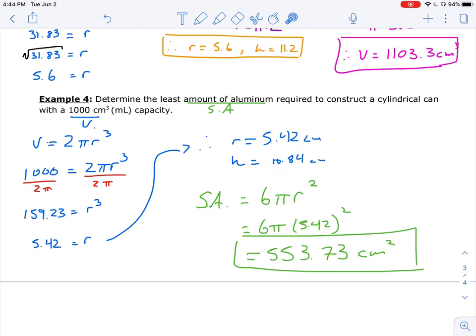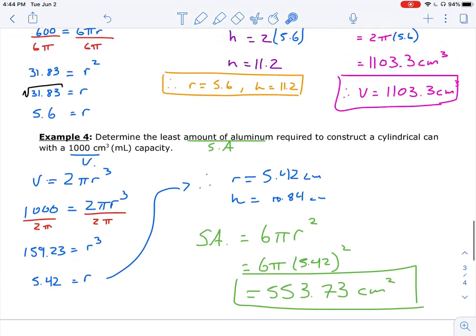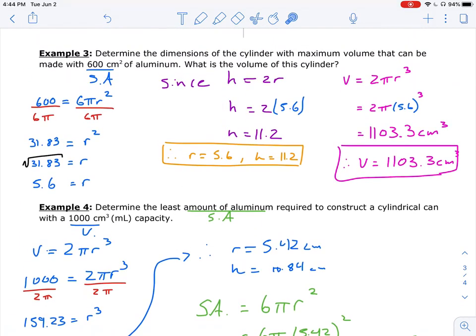So then the surface area, I know my formula 6 pi r squared. I know my r, I can plug that value in now. 6 pi times 5.42 squared gives me a value of 553.73 centimeters squared.